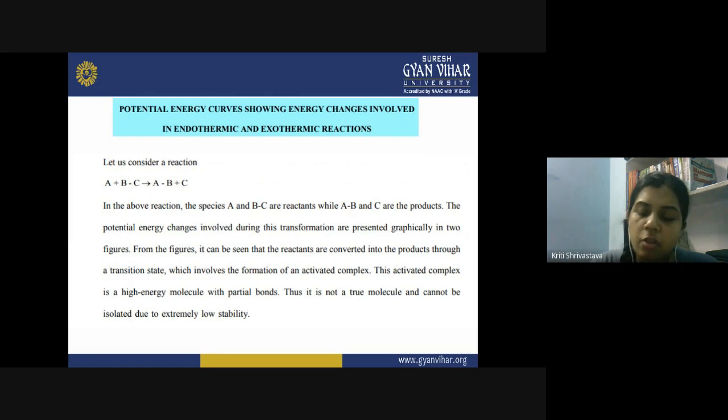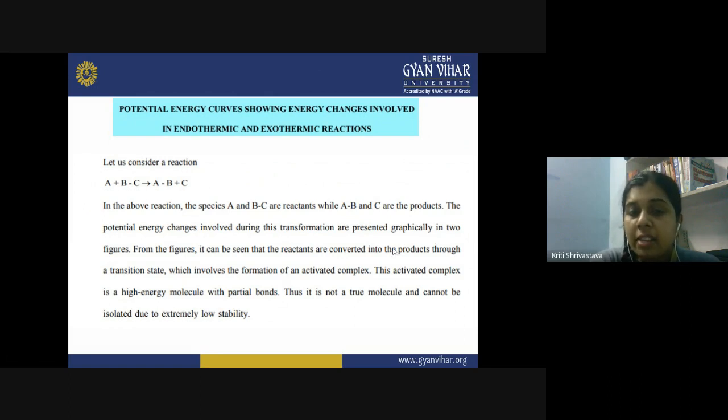Let us see them. So first of all, take an example here. Just consider a reaction that is A plus BC, where BC is the ligand, and now what happens? It is forming AB plus C. So you can say that B is actually substituted over the A. So in this reaction, the species A and BC are the reactants. On the left hand side we have reactants, and on the right hand side, AB and C are the products. Then the potential energy changes involved during this transformation are presented graphically in two figures.